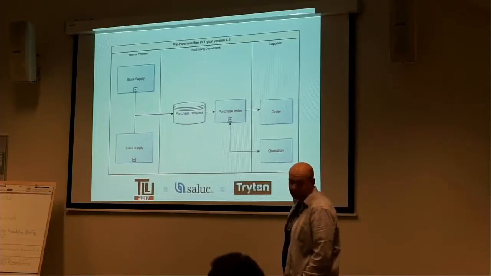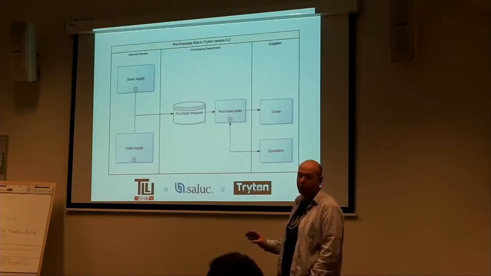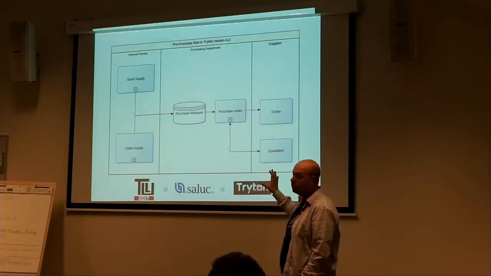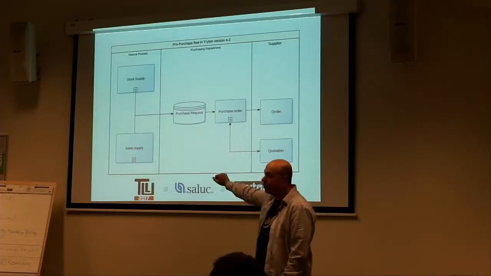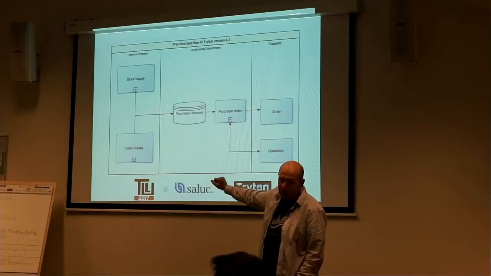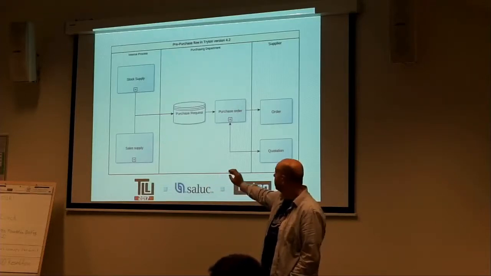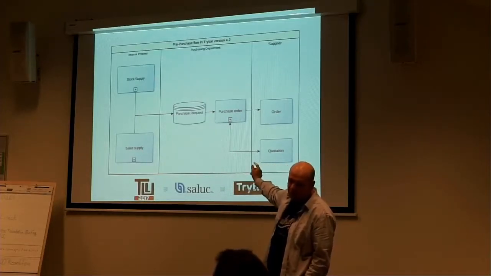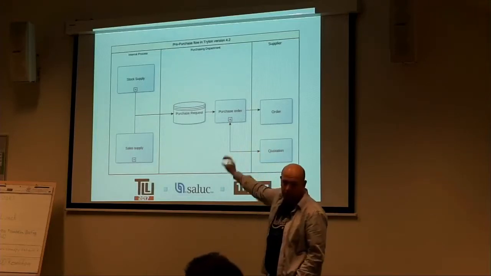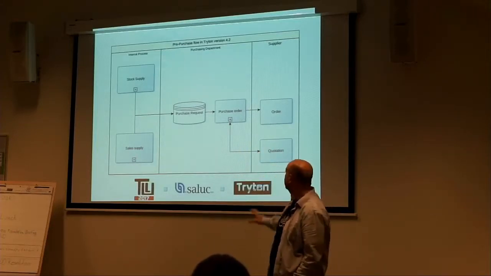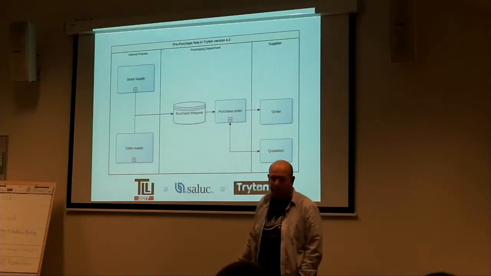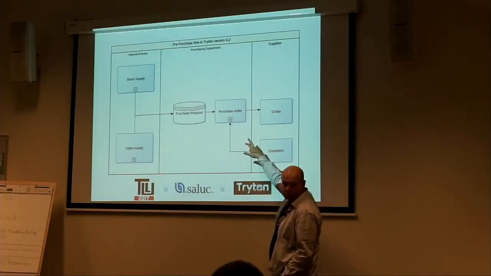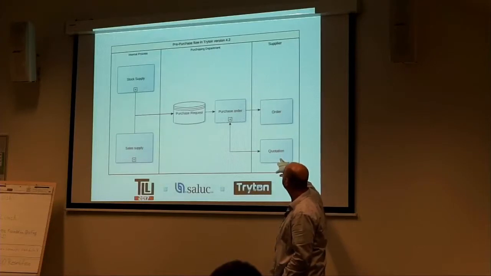This is the pre-purchase process in Tryton version 4.2. We have two main modules that feed the purchase request, the stock supplies and the sales supplies. Stock supplies and sales supplies can create purchase requests. The purchasing department selects purchase requests to create purchase orders. And the quotation flow is linked to the purchase order. If you want to request a quote from several suppliers, it is necessary to create several purchase orders to send the quotation to the supplier.